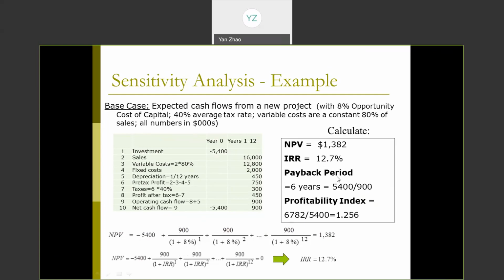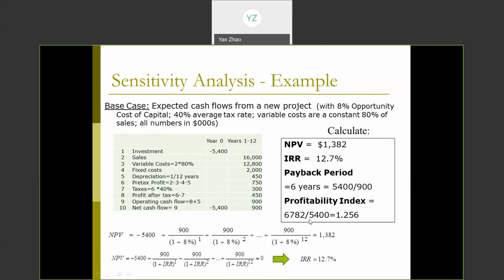Payback period will be, each year you have $900. It's exactly 6 years. So 6 times 900 is exactly $5,400. It takes exactly 6 years to pay back your initial investment.